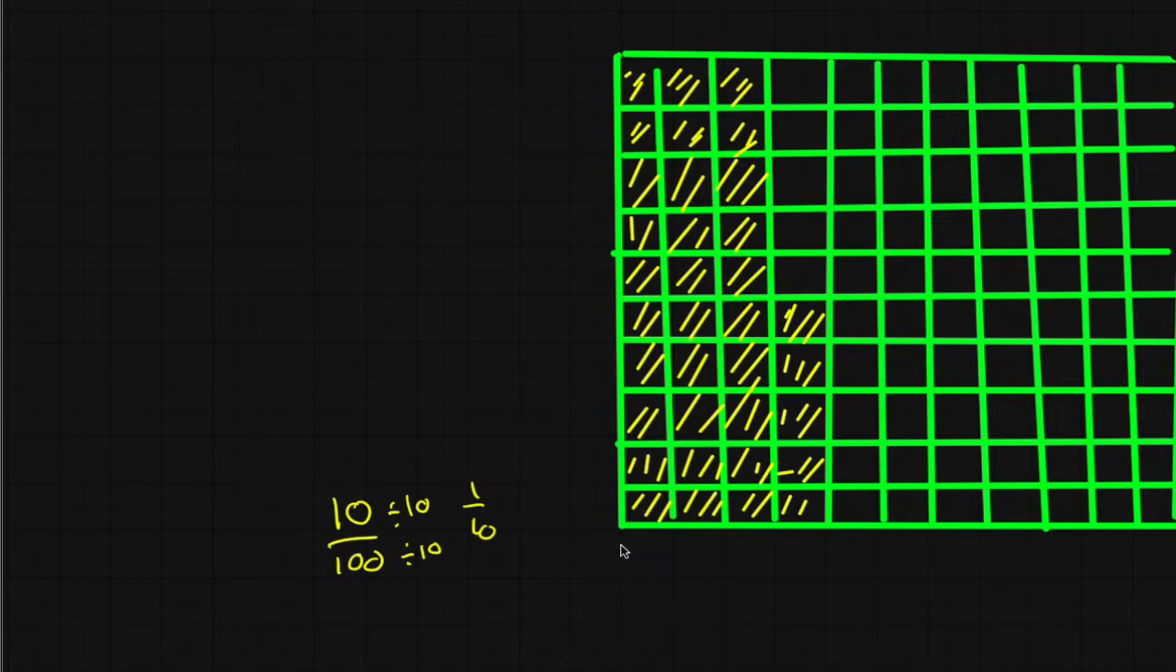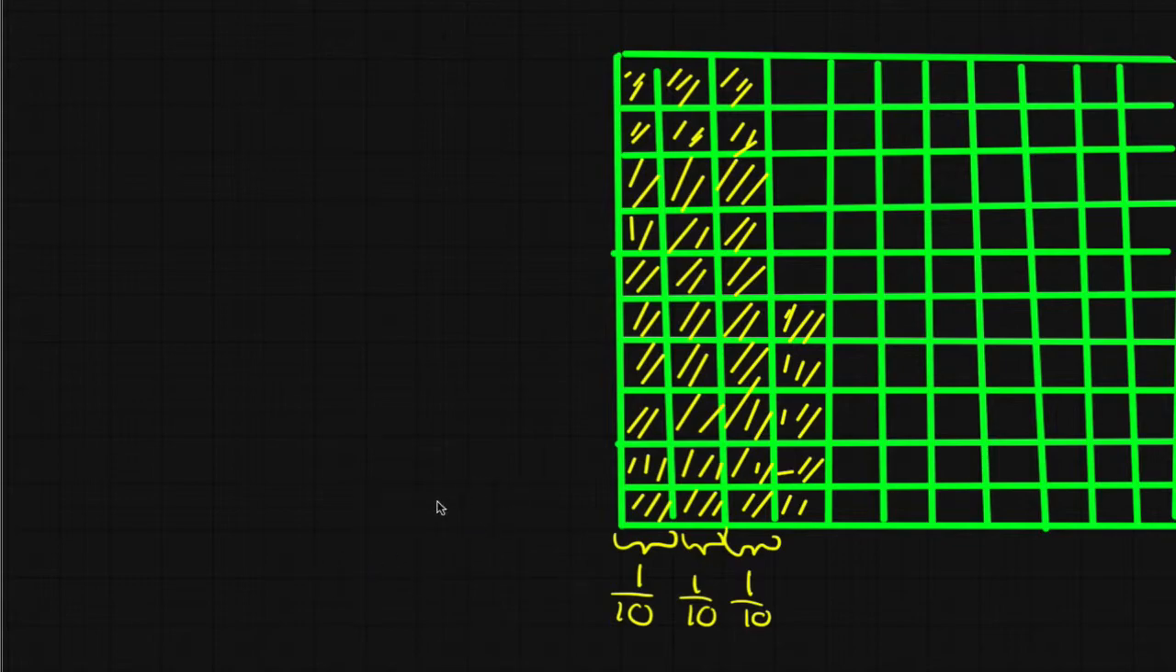So let's think of this part right here as 1/10, and this part right here as 1/10, and this column right here as 1/10. And this one right here is not a tenth. There's only 5 hundredths in there. So I only have these 3 tenths and then plus 5 hundredths. All right, so I just wanted to show us that before we started so we can think about our division problem a little more clearly.